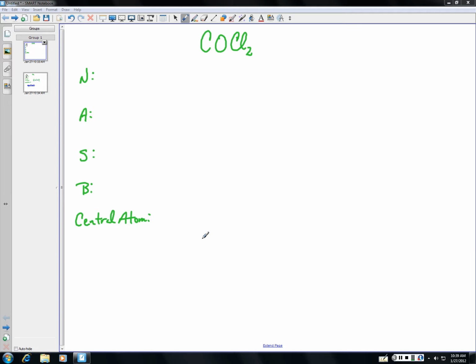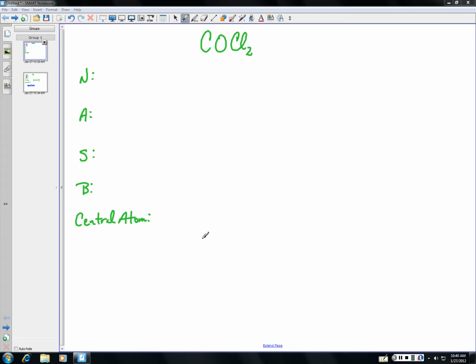Nitrogen, carbon, oxygen, sulfur, and silicon sometimes. Okay, so N, C, O, S, and Si. Those are the ones that we can do. So here's our compound. We're going to step through this step by step. COCl2. All right, COCl2.